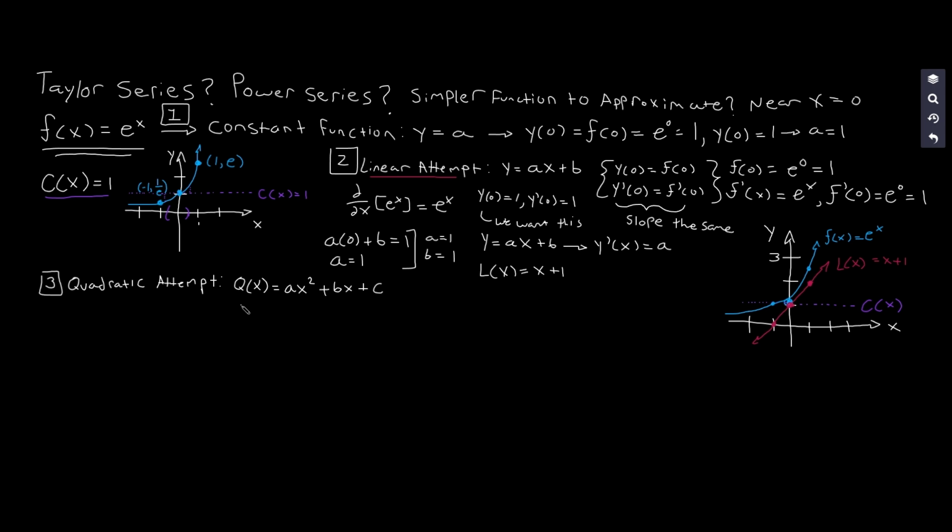Okay, where q of 0 equals f of 0, and then q prime of 0 equals f prime of 0, and then q double prime of 0, its second derivative, is going to equal the second derivative f double prime of 0.